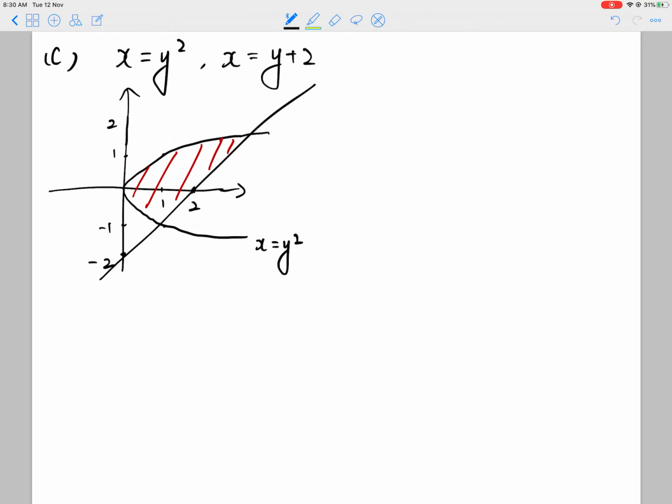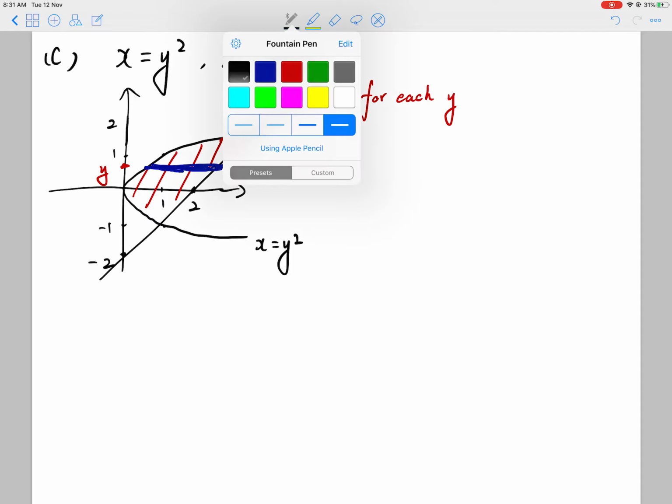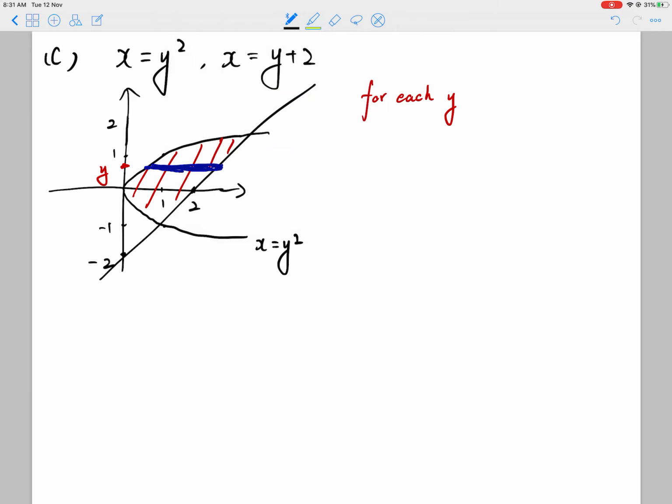For this region, if you integrate by x, it's very hard, so we can integrate by y. You can see for each y, for example, for this y, this length is what we care about. We want to integrate this length. And what is this length? It's just this part minus this part, a bigger part minus a smaller part. What is the bigger part? It's given by this straight line.